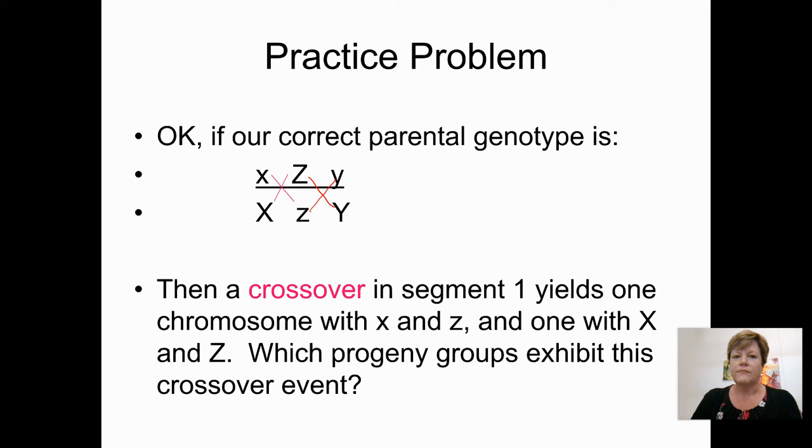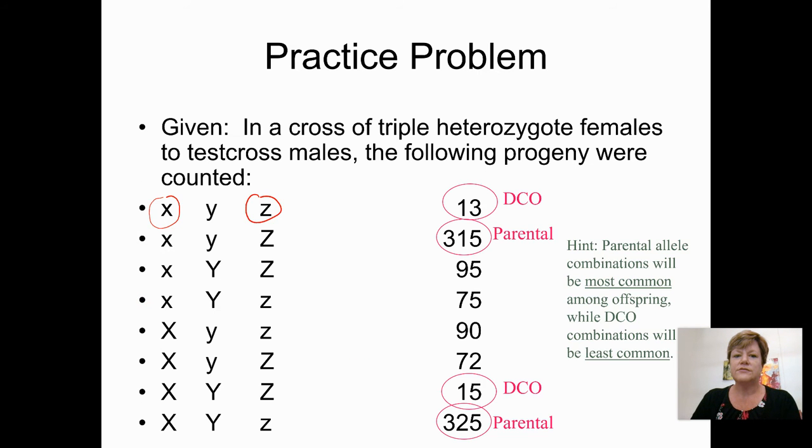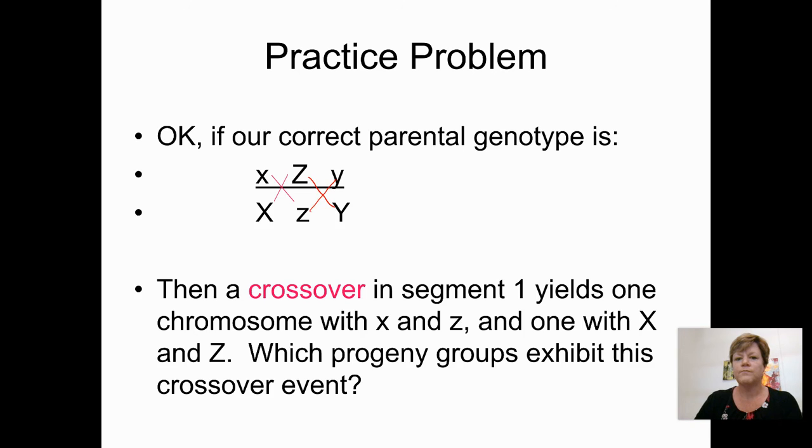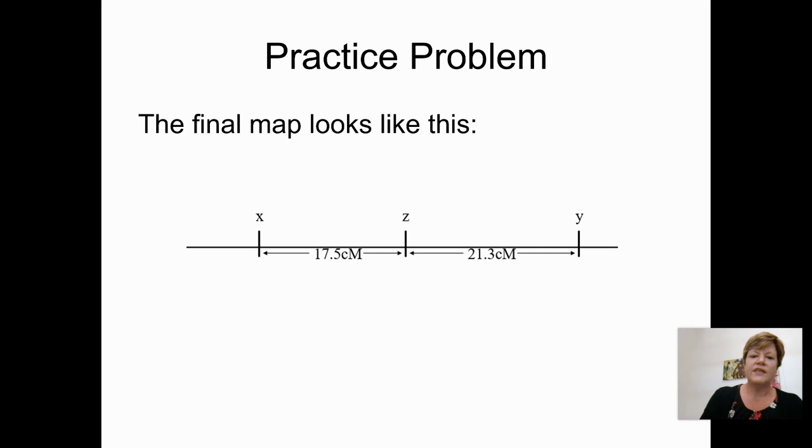All right. And I'm going to go back to the original data set here. So again, this time we're ignoring X. So big Z with a big Y and little z with a little y. And there should be 4. So this time it's going to be 13, 95, 90, and 15. And we'll add those together and divide by 1,000. And that one comes up to be, I think, 21.5 map units. 21.3, sorry.